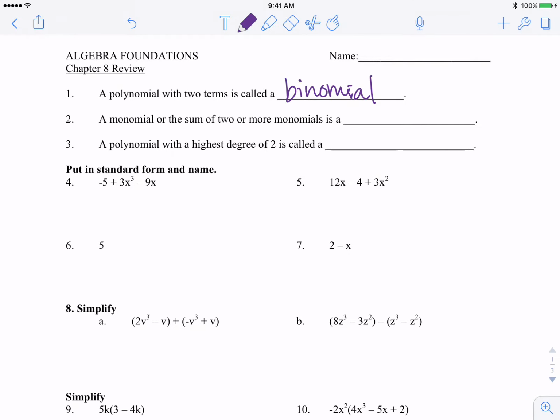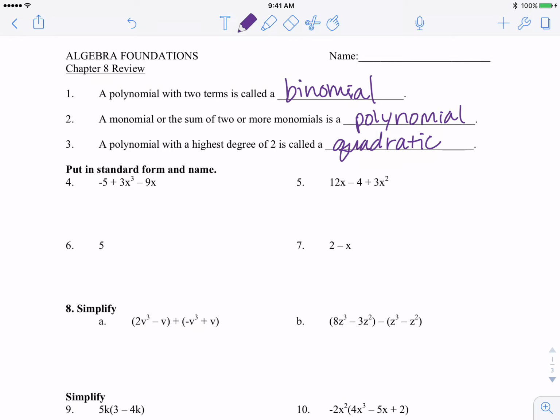A monomial, which is one term, or the sum of two or more monomials. So think either I have one monomial or I have a bunch of monomials, a bunch of terms added together. So this is called a polynomial. And the way we remember that is the prefix poly means many, so many monomials. A polynomial with highest degree of 2 is called a quadratic.